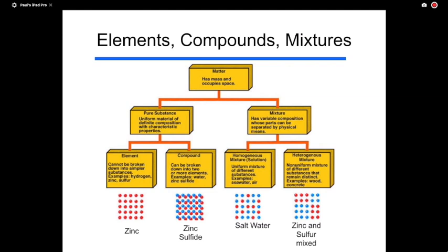Now, compounds and elements can be found all over the earth. And all matter is available to us. But there are two kinds of matter that you can have. You can have something that is pure, and then you can have something that is a mixture.